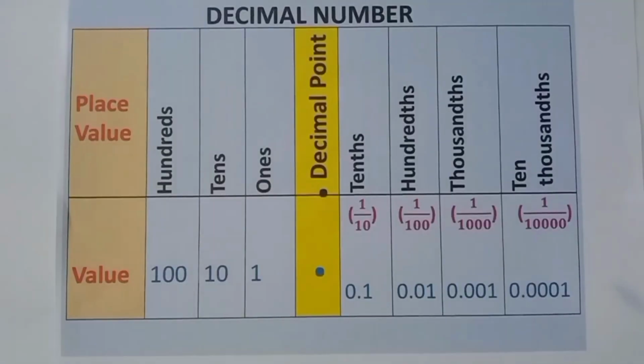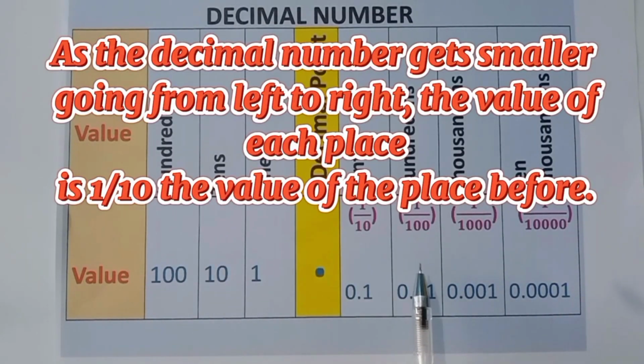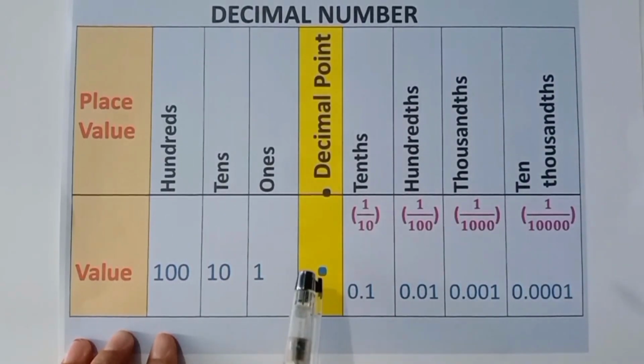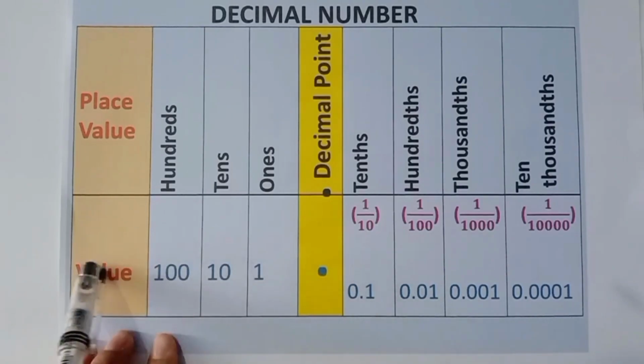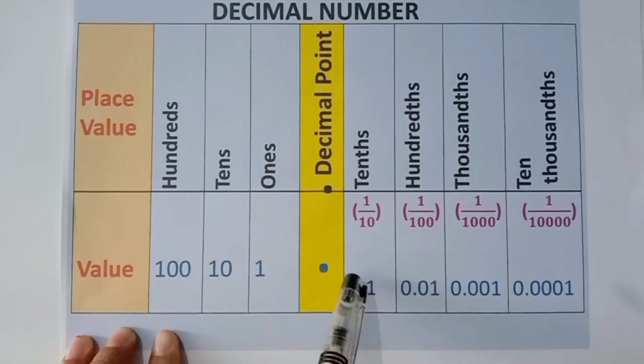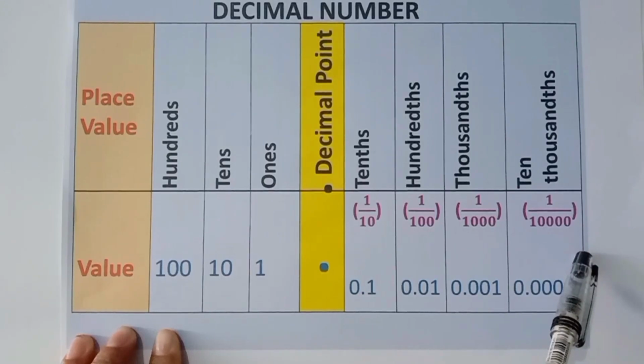What about the value of a decimal number? As the decimal number gets smaller going from left to right, the value of each place is 1/10 the value of the place before. So, it contains one more zero than the place to the left. In other words, ang whole number ay habang papalayo ka mula sa decimal point, mula kanan pakaliwa, lumalaki ang value. Ang decimal numbers, habang papalayo ka mula sa decimal point, papalayo pakanan, lumiliit naman ang kanyang value.